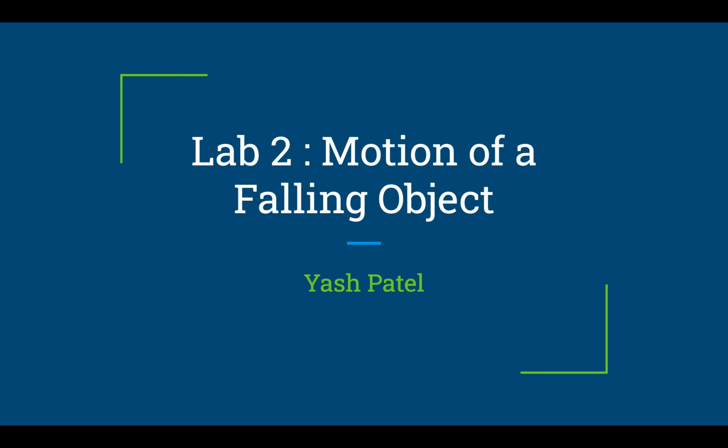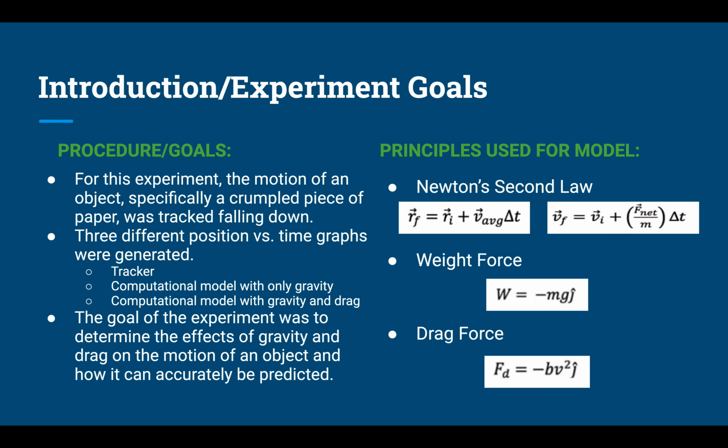So for the procedures and goals of this experiment, the motion of an object, I used a crumpled piece of paper that was tracked falling down, and 3 different position versus time graphs were generated. The first one was from Tracker, the second one was a computational model with only gravity, and the third one was a computational model with gravity and drag. The goal of the experiment was to determine the effects of gravity and drag on the motion of an object and how it can accurately be predicted.